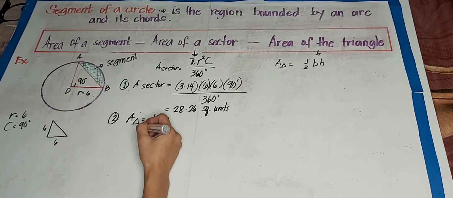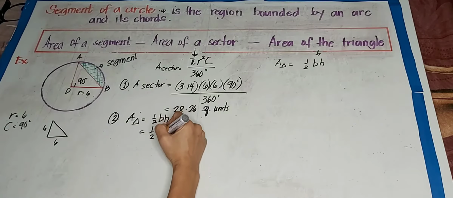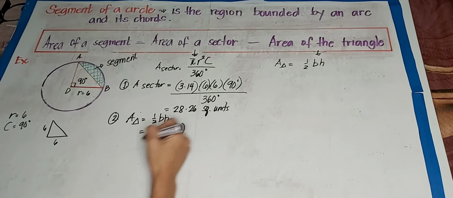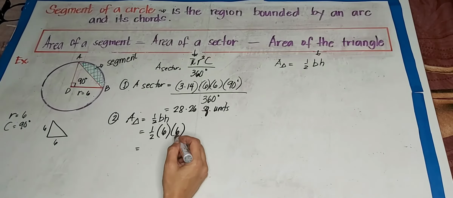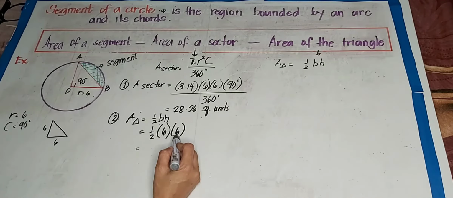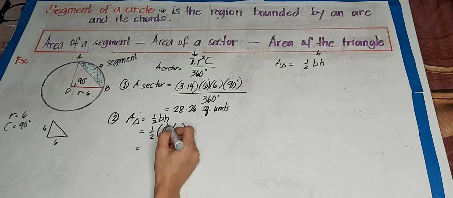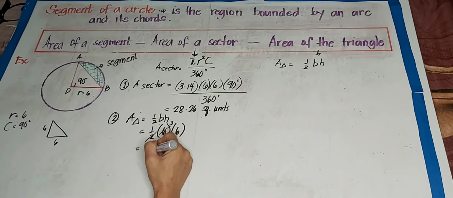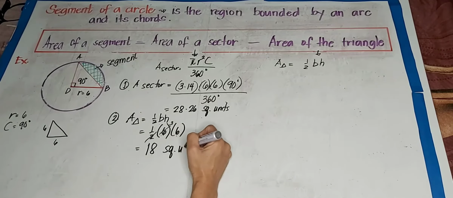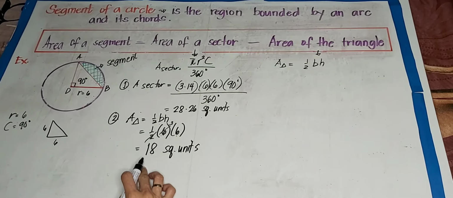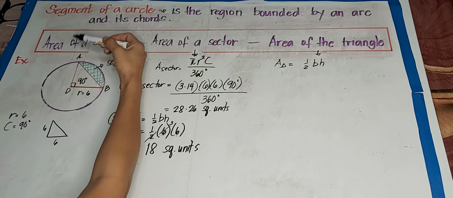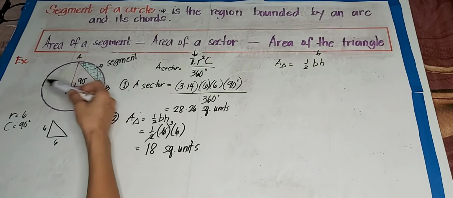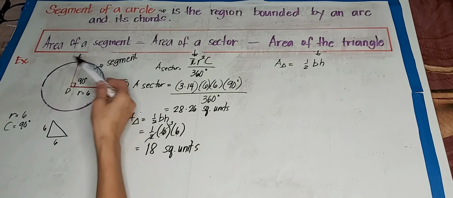So, dahil may base at height tayo, we simply apply this. 1/2, base is 6, height is 6. So, pwedeng 1/2 of 6, that's 3, times 6, 18. Or pwede rin naman na 6 times 6, divided by 2, 18 pa rin. 6 divided by 2 is 3. 3 times 6, that is 18 square units. So, this is the area of the triangle. So, ang idea dito, compute natin yung buong sector, tapos yung triangle na nabuo natin, subtract natin siya para makuha natin yung segment.